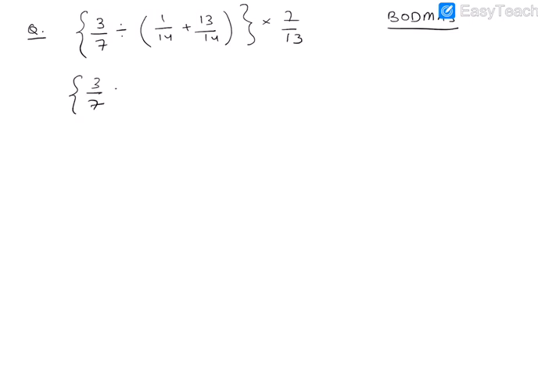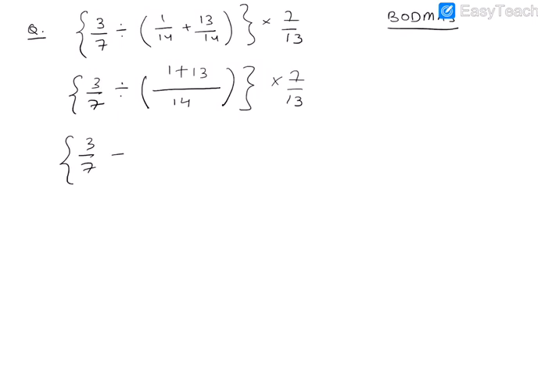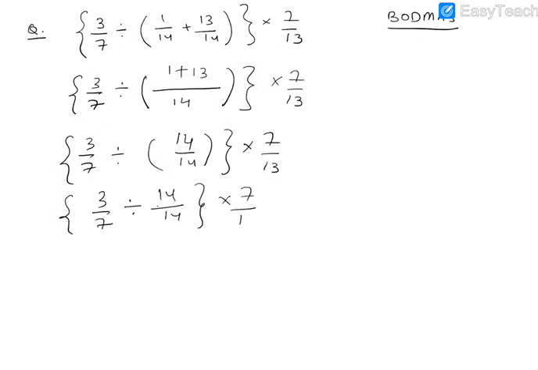So we'll write all the components the same. Both the denominators are equal, so we can take it as common. So 1 plus 13, and the rest of the things we'll write as they are. So 3 by 7, and 13 plus 1 is 14 upon 14 into 7 upon 13. So we can write 3 upon 7 divided by 14 upon 14 into 7 upon 13.